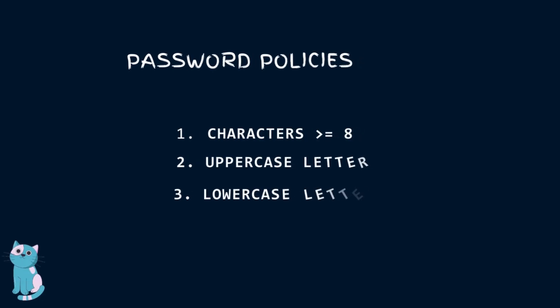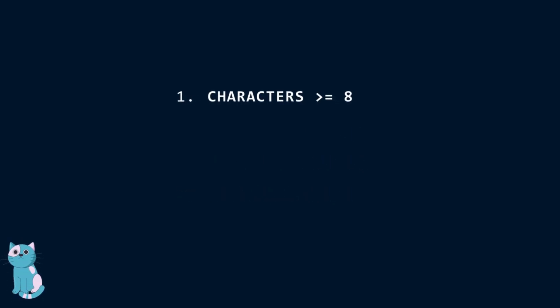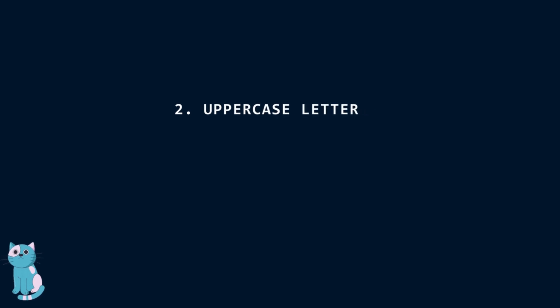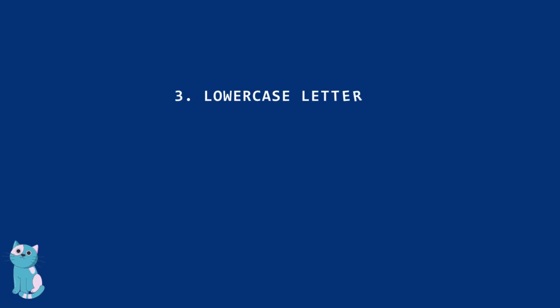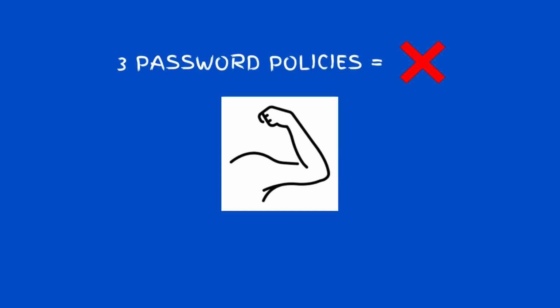Okay everybody, let's take a look at the policies that will be used in today's password validator program. The first policy is that the password entered must contain at least 8 characters, so we expect to see a password with characters greater than or equal to 8. The second policy is that the password must contain at least one uppercase letter. And the third, the last policy, is that the password must contain at least one lowercase letter. If the password satisfies all three policies, it will be graded as a strong password, otherwise it will be graded as a weak password.